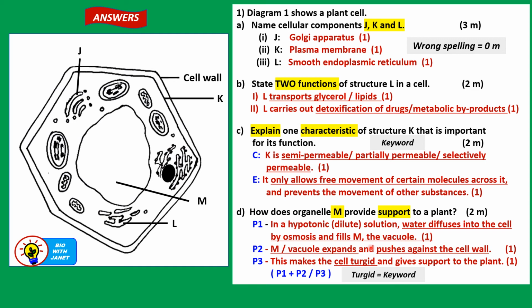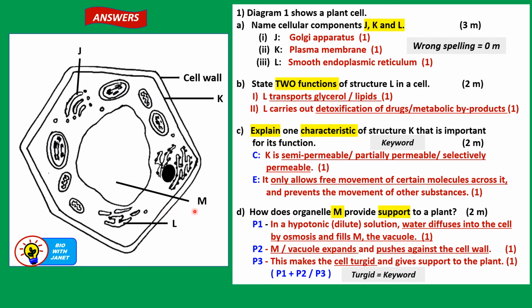So sometimes you identify the structure, you can get marks. Sometimes maybe not. But it's good to identify first that M is the vacuole. So here I mentioned M, which is the vacuole, right? So the main point here is that in a dilute solution, water will diffuse into the cell by osmosis and fill this vacuole. Water will diffuse into the cell by osmosis when the external solution is more dilute or hypotonic, meaning that the environment has a higher concentration of water than that in the cell, in the vacuole.